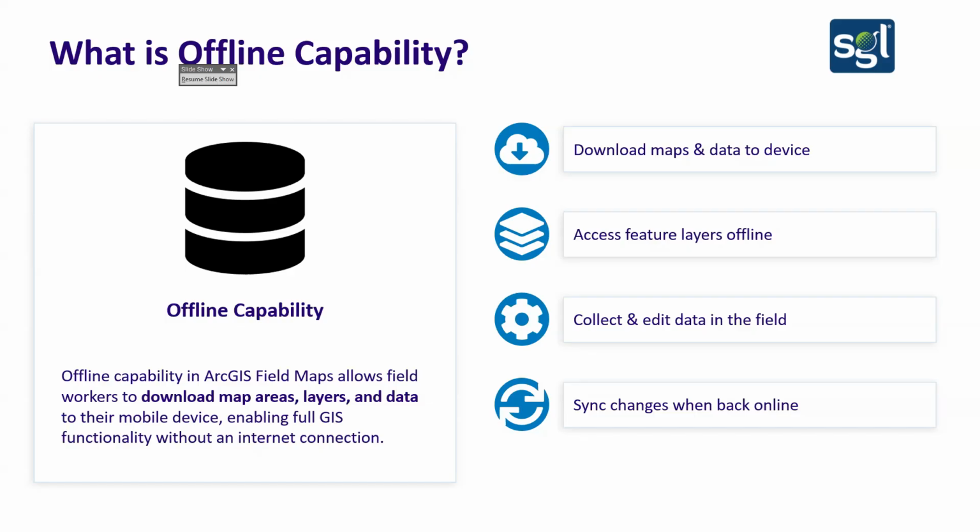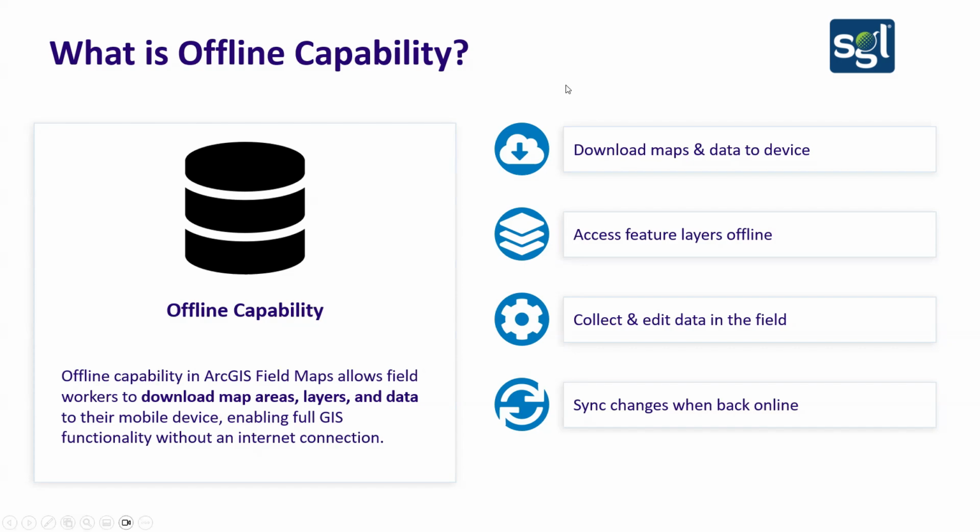Here, the workers have the opportunity of downloading the map area that has been pre-configured by the GIS analyst, the layers, and also the data in that web map. And with this, they have the full enablement to use the functionality that has been designed for that particular project. So it is a very, very simple approach. What you have to do is just configure the map in a way that you'll be able to have access to those layers.